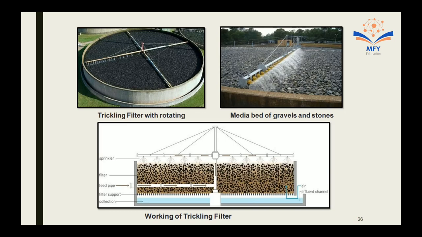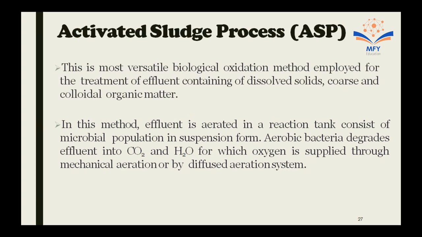Now the activated sludge process. The activated sludge process is the most versatile biological oxidation method employed for the treatment of effluent containing dissolved solids, coarse and colloidal organic matter. In this method, effluent is aerated in a reaction tank consisting of a microbiological population in suspension form. Aerobic bacteria degrade effluent into carbon dioxide and water, for which oxygen is supplied through mechanical aeration or by a diffused aeration system. The bacterial flora grows and remains suspended in the form of a floc called activated sludge.